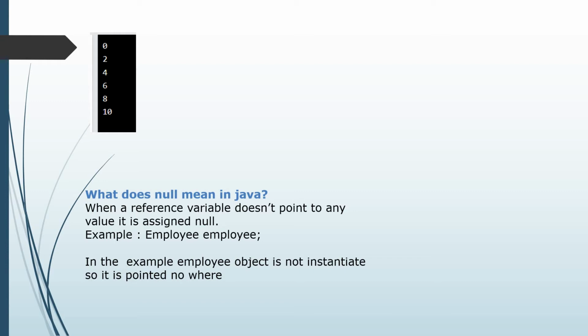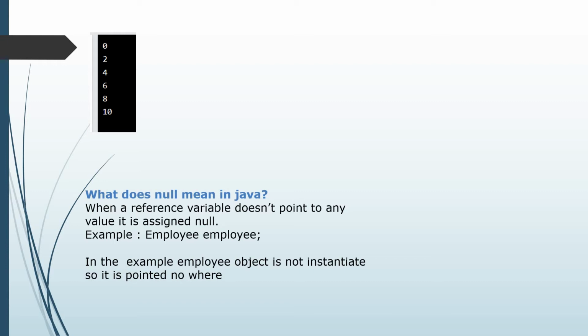Okay. So what does null mean in Java? Null plays a very important role. When a reference variable does not point to any value, you can assign it null. Okay, so give me an example of how a null value comes up.